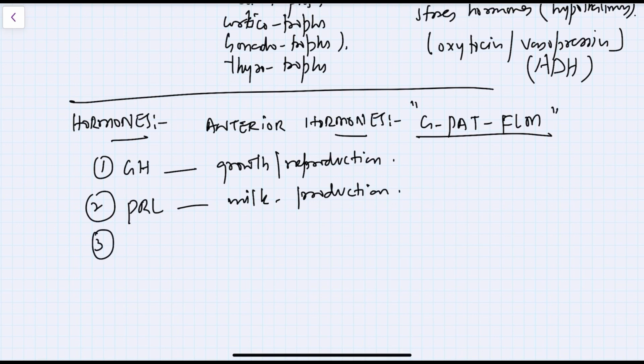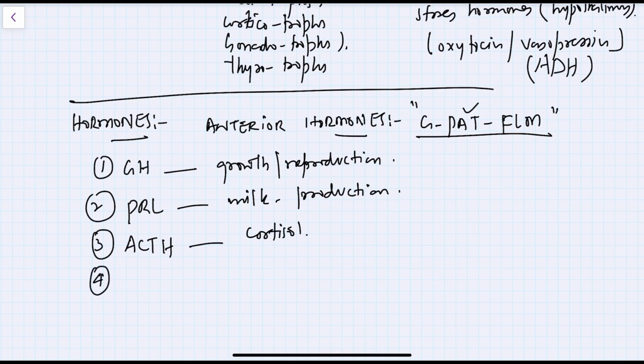That's the third hormone, it starts with A, and it's called the adrenocorticotropic hormone, or we can write ACTH. It stimulates the adrenal glands to produce cortisol. So this hormone basically stimulates the adrenal glands, which are present somewhere else, and then those adrenal glands produce cortisol under the effect of ACTH.